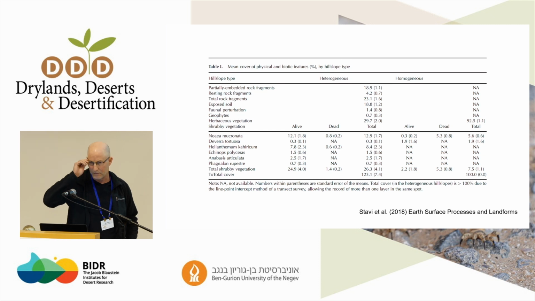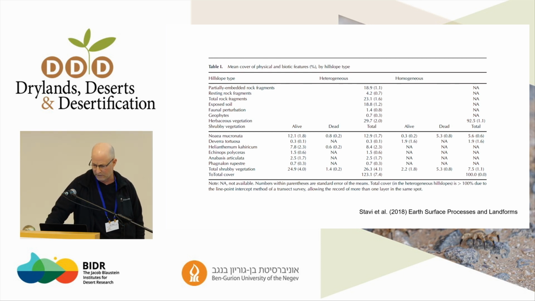And this is the mapping of the 2 hill slope types, with heterogeneous hill slopes to the left, where we can see 6 dominant shrub species, which altogether cover about 25% of the ground surface, and most of the individuals are alive. While in the homogeneous hill slopes to the right, only 2 dominant shrub species, which together cover about 7% of the ground surface, and most of the individuals are dead.